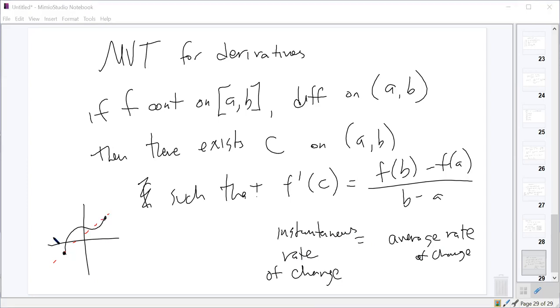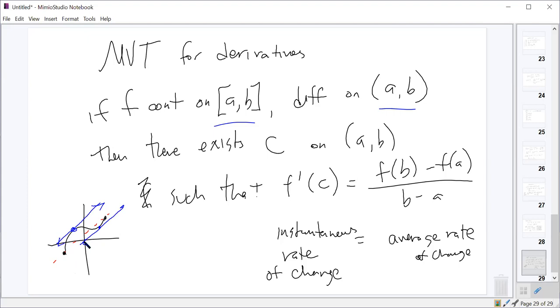There must be somewhere on that interval where the slope of the tangent line is equal to the slope of that secant line, right? It's guaranteed that's the case if the function is continuous and differentiable. Doesn't mean that there's only one. Looks like in this case there's a second one right over here, but there's at least one.